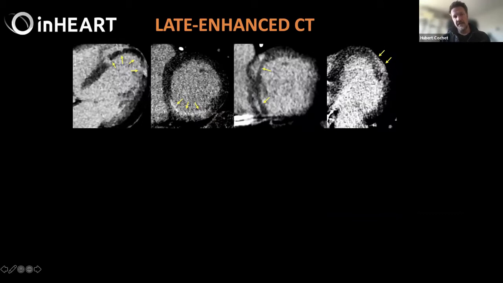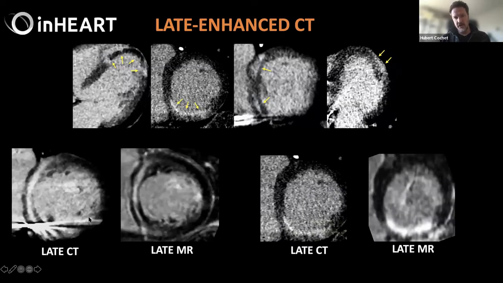You can see here an anterior infarct with no reflow. It was a recent infarct. Here an inferior infarct. Here an intramural scar, and here a subepicardial scar. And there's a little bit more noise. You see the comparison to CMR in this patient with non-ischemic cardiomyopathy or in this patient with infarct. There's a bit more noise, but there's a higher spatial resolution.